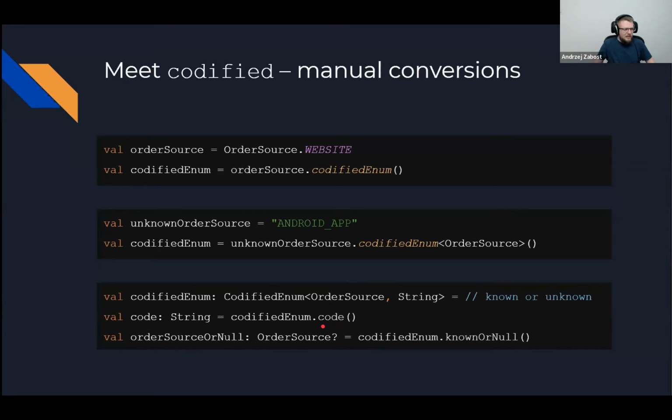And we can also use a function called known or null. So we are going to end up with either a non-enum value or with a null. So this is a very common case, according to my experience at least.